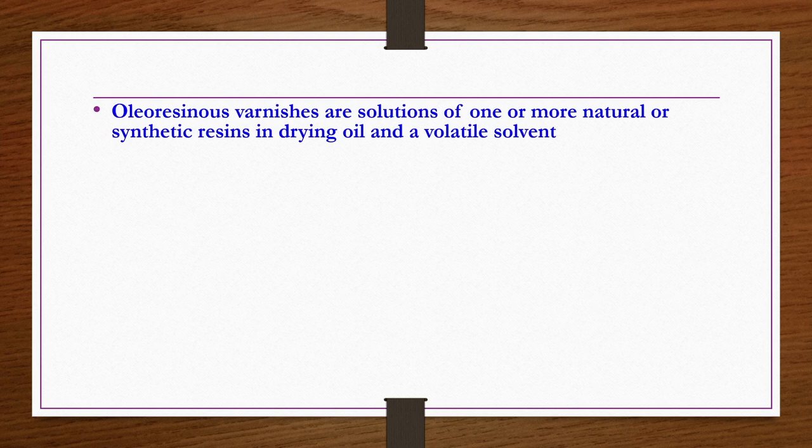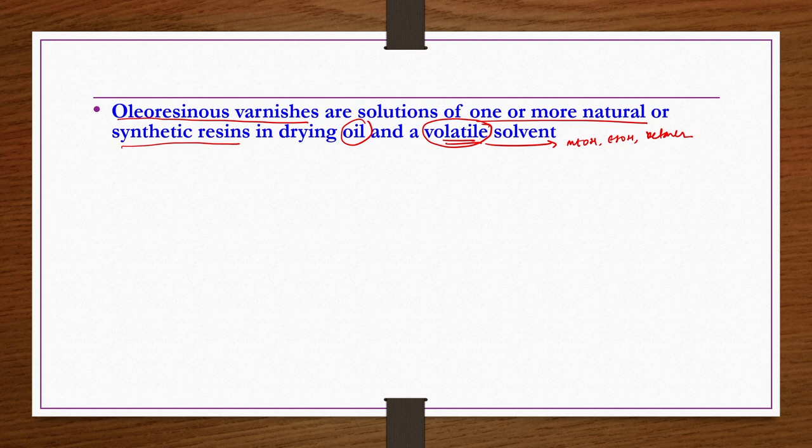However, before going to the discussion of spirit varnishes and Japans, we need information about what these oleoresinous varnishes are. They are nothing but solutions of one or more natural or synthetic resins in drying oil and a volatile solvent. These volatile solvents are often methanol, ethanol, ketones, or hydrocarbons. Since they are very volatile, they cause pollution while manufacturing varnishes as well as when applying them on a structure, because they evaporate quickly. So there is a pollution issue associated with these varnishes as well. Then you may be thinking, why not go for a non-volatile solvent?